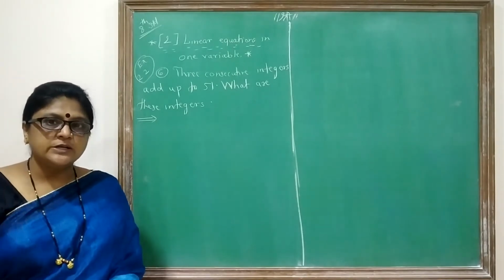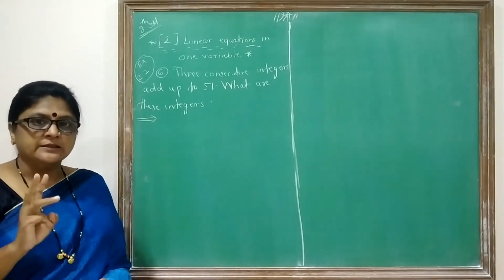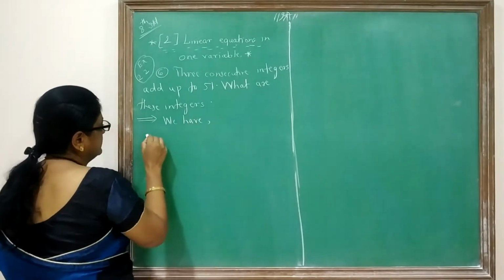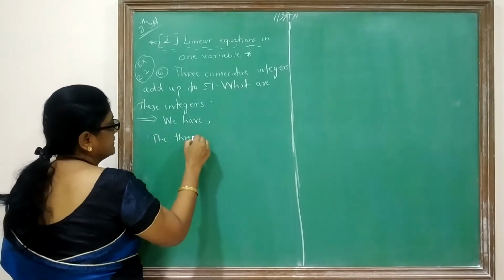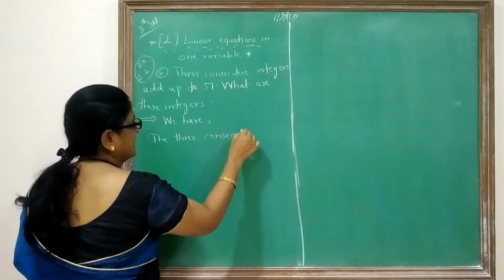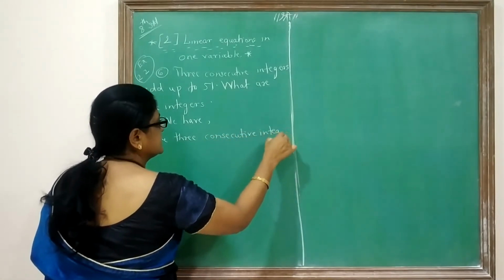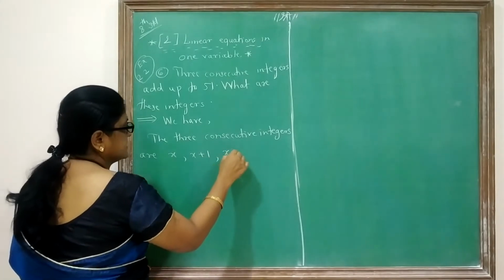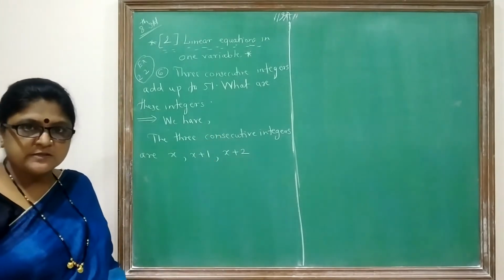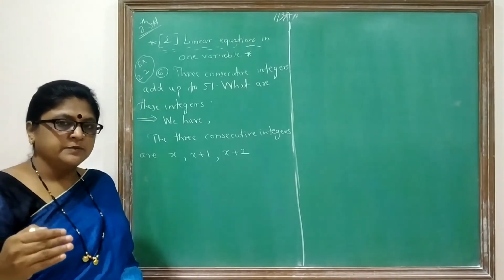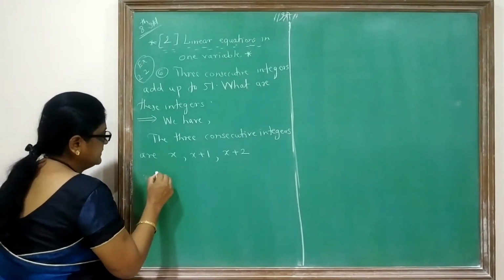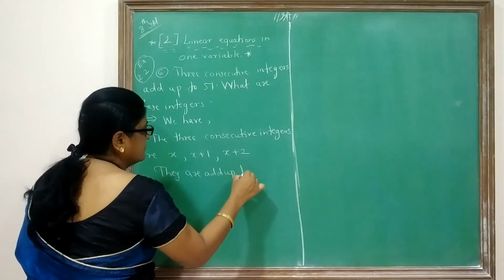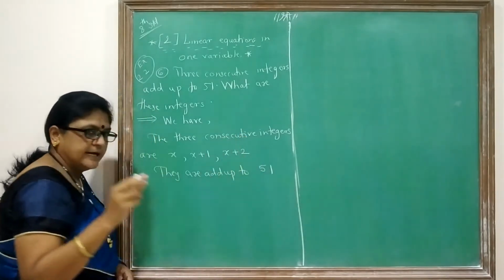The three consecutive integers are: the first is x, the second is x plus 1, and the third is x plus 2. We write: the three consecutive integers are x, x plus 1, x plus 2, and they add up to 51.